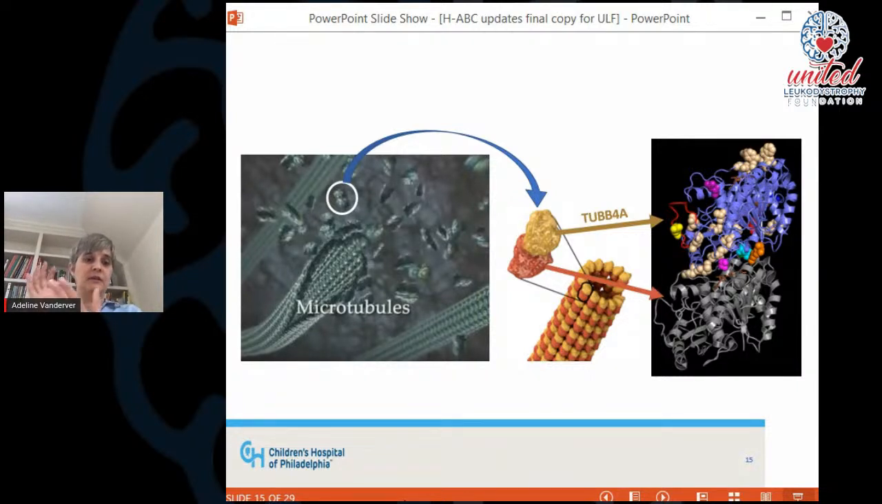Or maybe that the cars or the proteins that are called the motor proteins that move things along those highways, the cars can't somehow attach to the road. And it's likely that when we're seeing these different type of effects from different mutations, it's because different parts of the role of TUB4A are affected. Next slide, please.